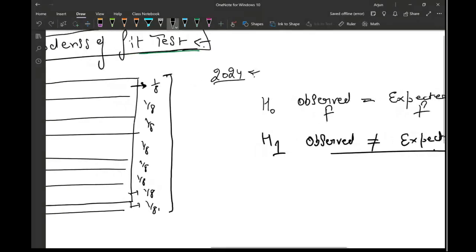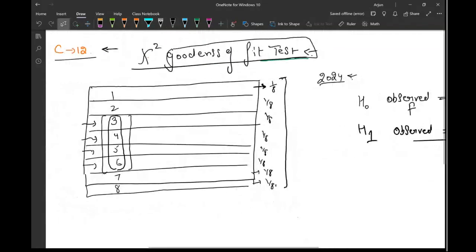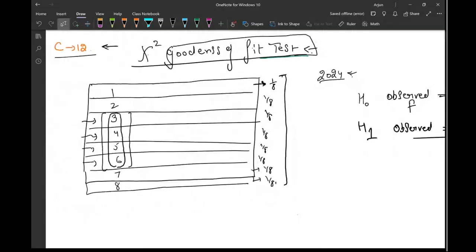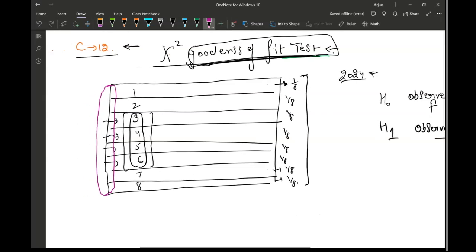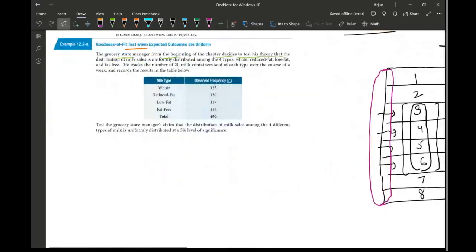Now, how do you figure out whether the question you are solving is from chapter number 12? In a chapter number 12 question, this kind of wording will be used: goodness of fit test. Another thing is that you will be given multiple categories. Here there are 8 lanes, so that kind of information will be given to you. From there you'll be able to figure out if this is a question from chapter number 12. All right, let's look into this question.